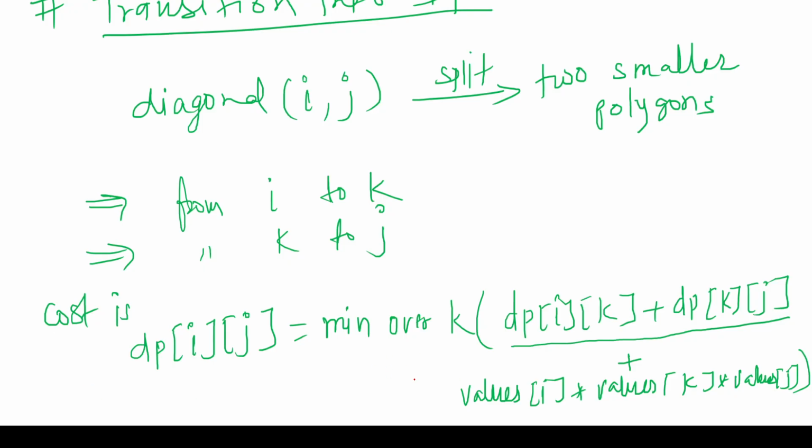This is called interval dp recurrence. Okay, the dp recurrence value, we can say that, and we will get it.